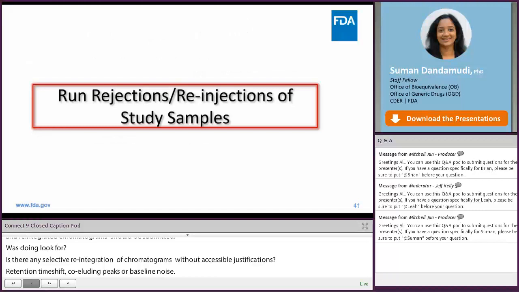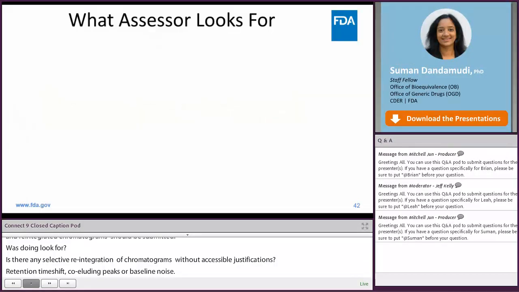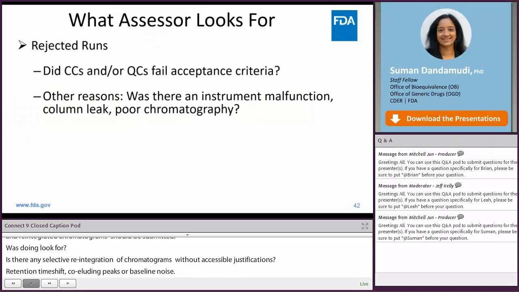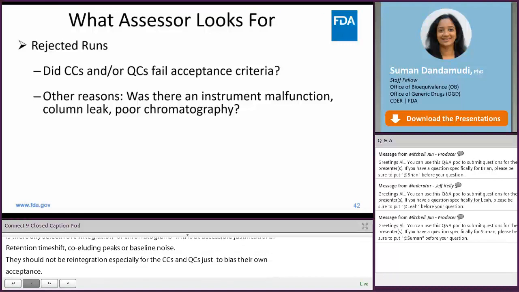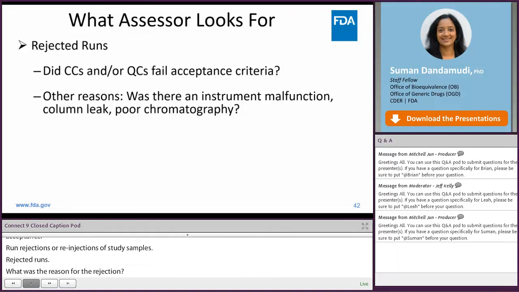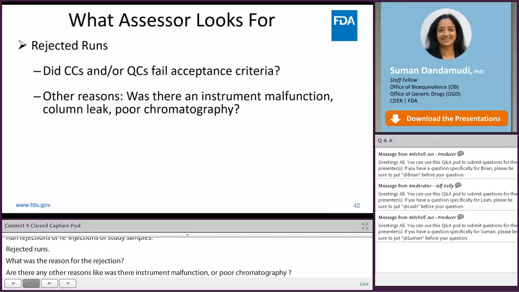Run rejections or reinjections of study samples. So for rejected runs, what was the reason for this rejection? Did the QCs and CCs fail the acceptance criteria? Or are there any other reasons, like instrument malfunction, column leak, or poor chromatography? Whatever the reason is, that should be provided, and also both the original and the reassay concentration should be submitted.